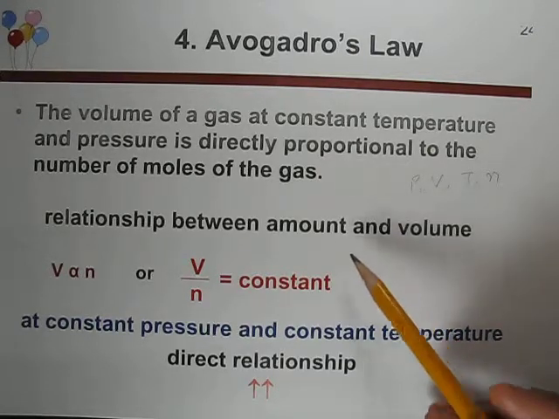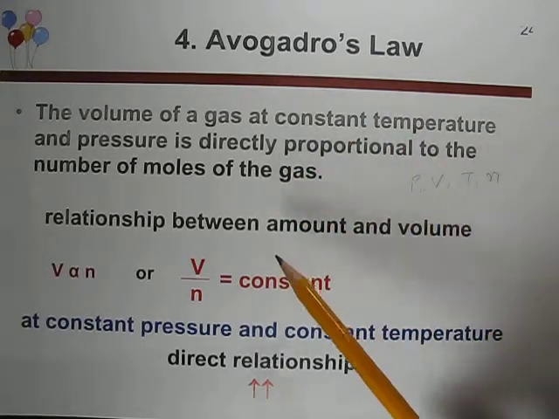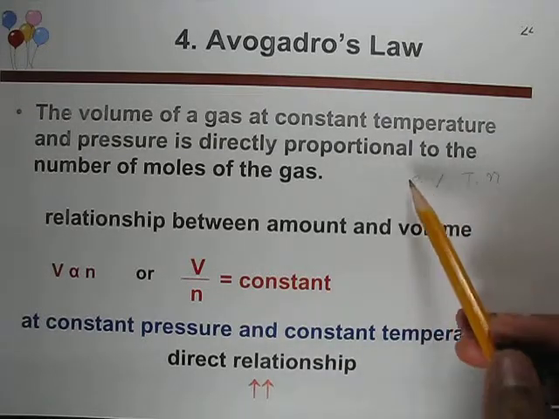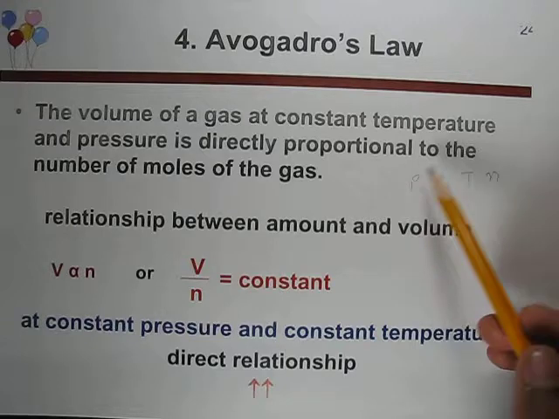and the fourth one is Avogadro's law, among the gas laws that we have to study. In the next video we will study the ideal gas equation, which is PV equals nRT. That will establish the relationship between all these four parameters.